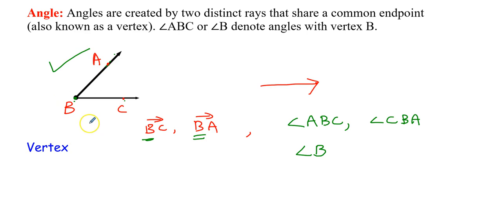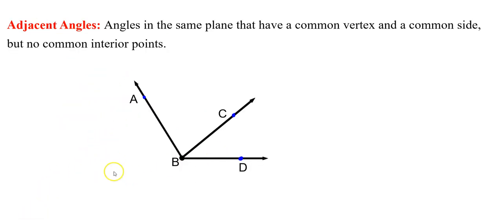But when you are dealing with more than one angle, we have to give its full name by mentioning all the 3 points that are lying on this angle, making sure that the vertex is in the middle. The vertex has to be in the middle. Now, okay, what is the vertex? Of course, you know that B is the vertex, the common endpoint. Alright. Now, the next thing that I should know is adjacent angles.